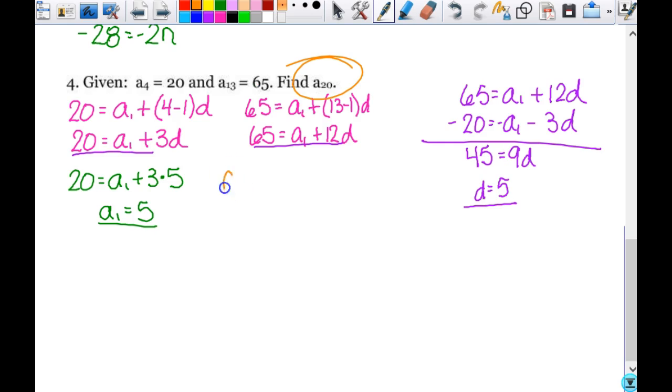So a sub 20 equals a sub 1, which is 5, plus n, which is 20, minus 1 times d, which is 5. So this is 5 plus 19. Oops, I guess I could have substituted that in. Oh goodness, I just erased a whole lot of stuff. 12d. All right, there we go. And then 20 minus 1 times 5 is what I meant to do.